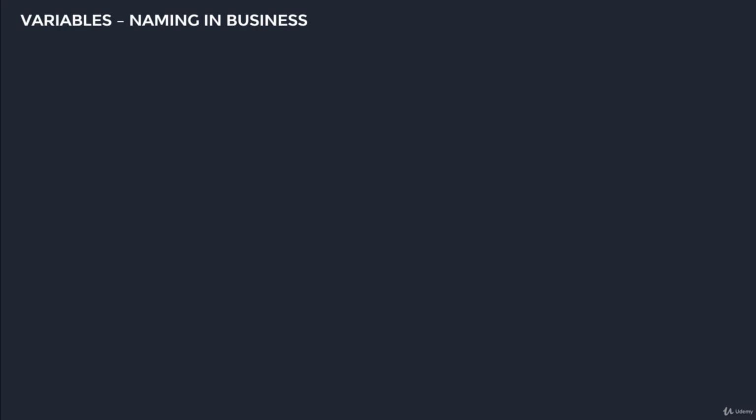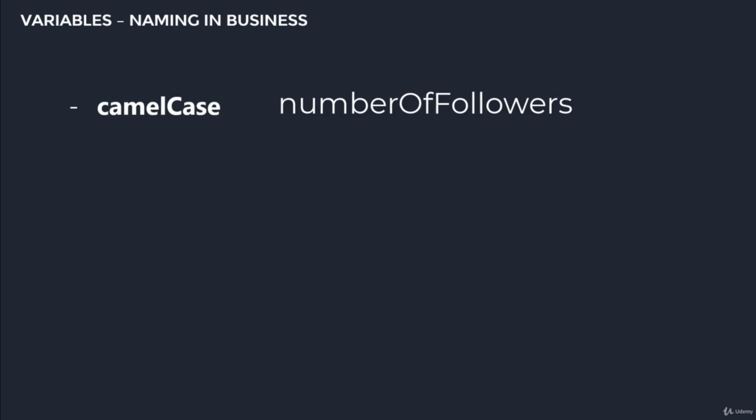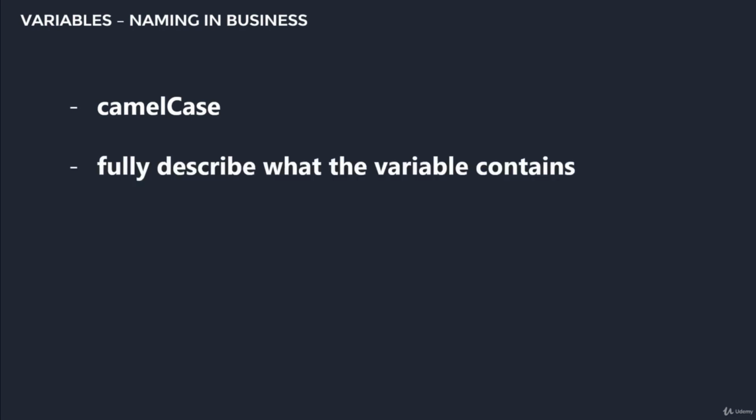The first point is Camel Case. So the variable name's first word should start with lowercase, and every other word in the variable name should start with uppercase, like I did with numberOfFollowers. Number lowercase, then Of with uppercase, and Followers with uppercase too. The next one is that the variable name should fully describe what the variable contains. So don't name the variables like X, Y, Z, or A, B, C. Instead, use meaningful names. If you go back to your code a week later, you will hardly remember what A, B, or C means.